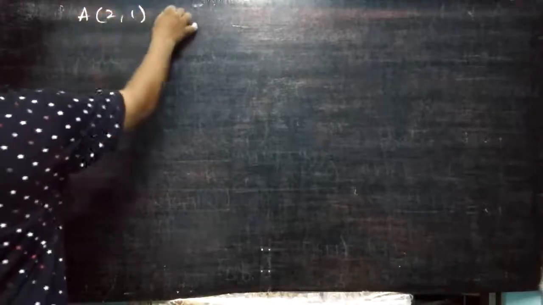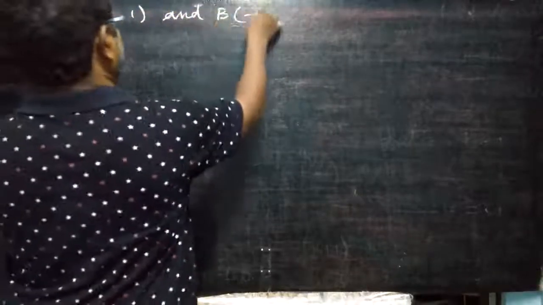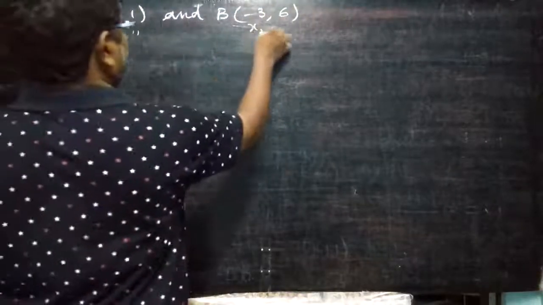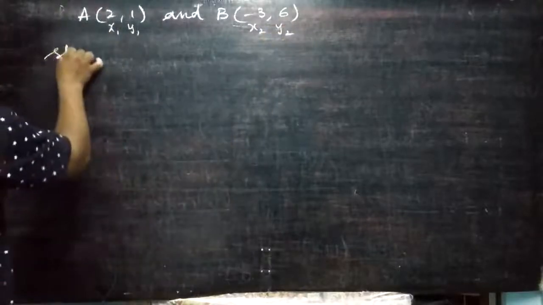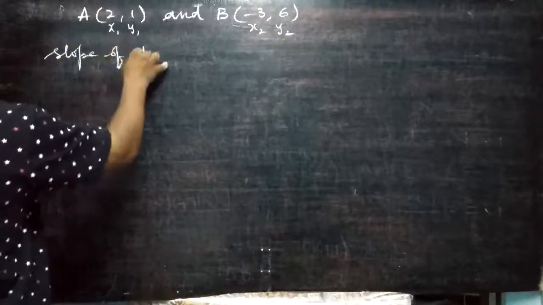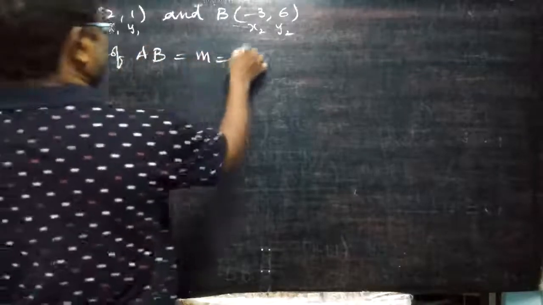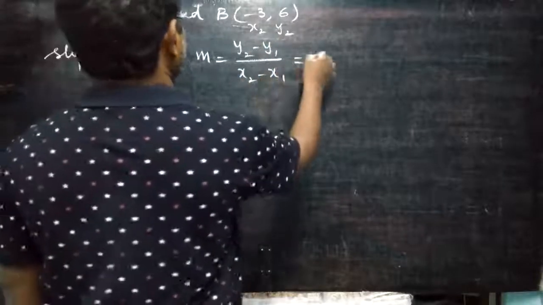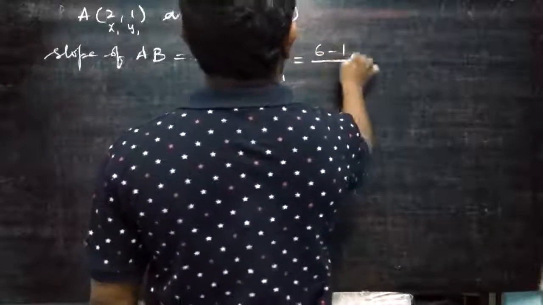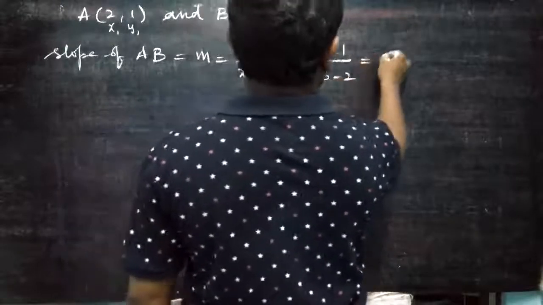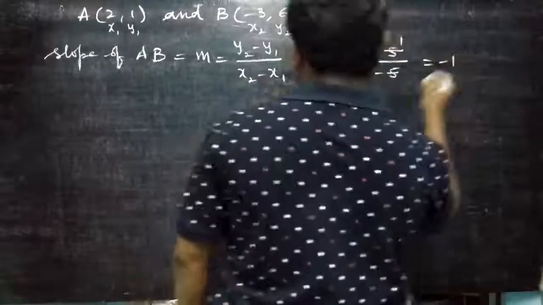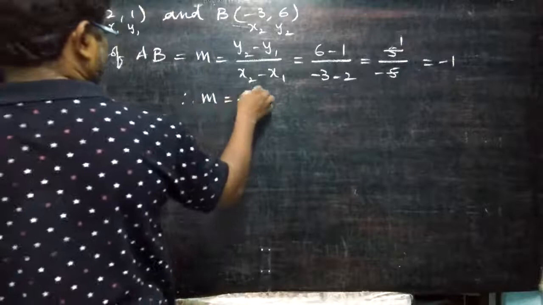Two points are there: A as (2, 1) and B they have given (minus 3, 6). Think of this as x1 y1 and this as x2 y2. First find the slope of AB: m is equal to (y2 minus y1) by (x2 minus x1), 6 minus 1 by minus 3 minus 2, 5 by minus 5, equal to minus 1. Therefore m is equal to minus 1.